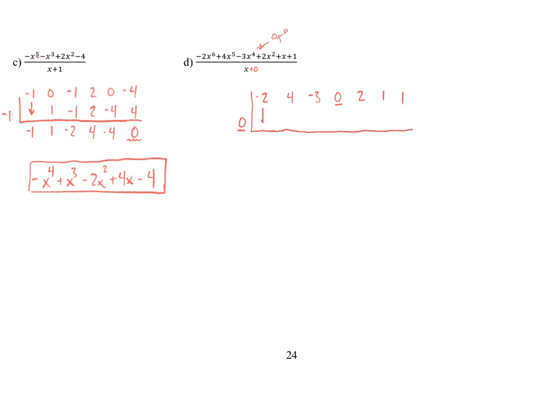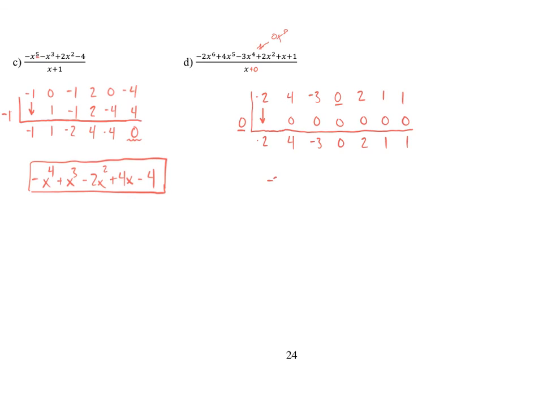I'm going to bring down the -2. And then I'm going to multiply, and I'm going to get 0. 4 plus 0 is 4. Multiply, add, multiply, add, multiply, add, multiply. And you see why multiplying by 0 is so nice. So if we divide by x all by itself, it's going to be pretty easy with synthetic division.